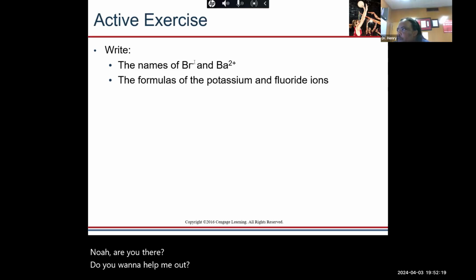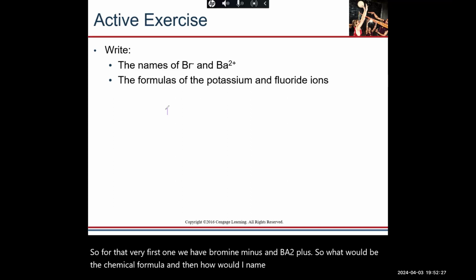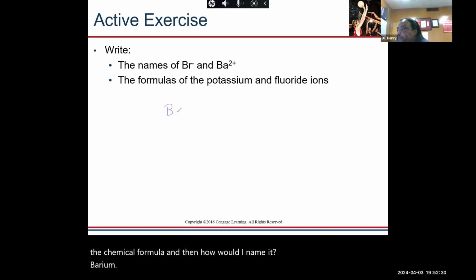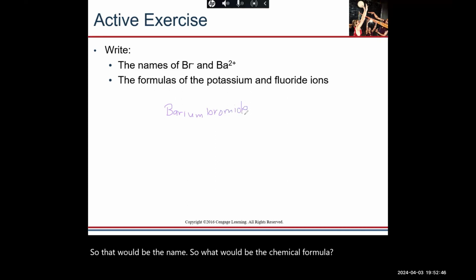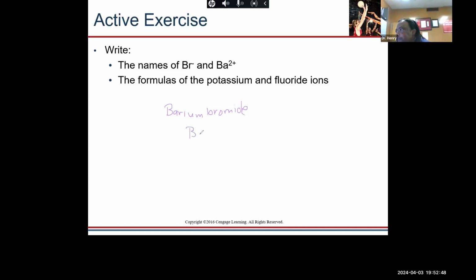So for the very first one, we have bromine minus and Ba2 plus. So what would be the chemical formula? And then how would I name it? Barium bromide. So that would be the name. So what would be the chemical formula? BaBr2. Okay, good job. Look at that teamwork.